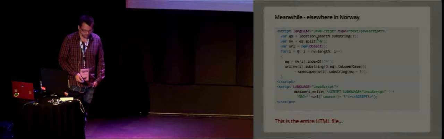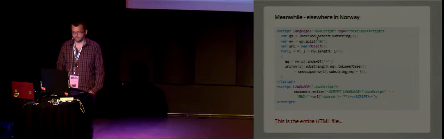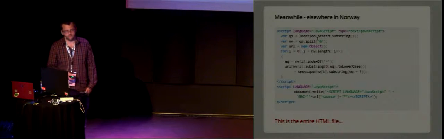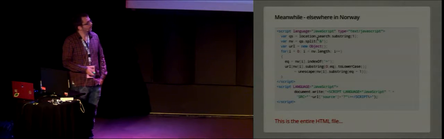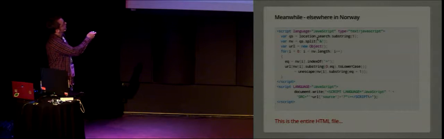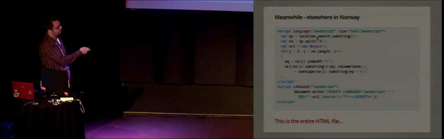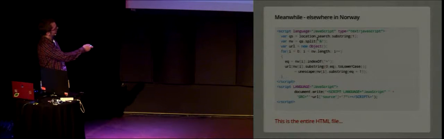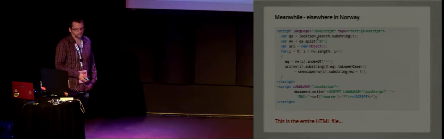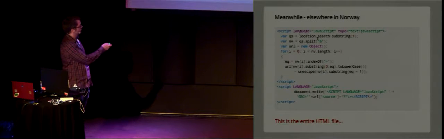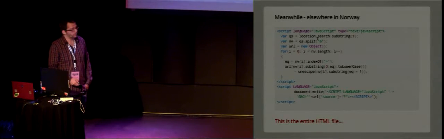Meanwhile, elsewhere in Norway, I found this about a year ago. This is the entire HTML file. I reported it at the same time that I found it, and it's still not fixed. What it does is it takes the part of the URL that comes after the question mark, splits it on the ampersand, takes each of these, splits them on the first equal sign, and builds an array called URL. And then it writes a script tag where it picks the URL parameter named source and puts it in as the source of the script tag. So you could include any script file in the world using this page. It's just horrible. I don't know why they didn't bother fixing it.